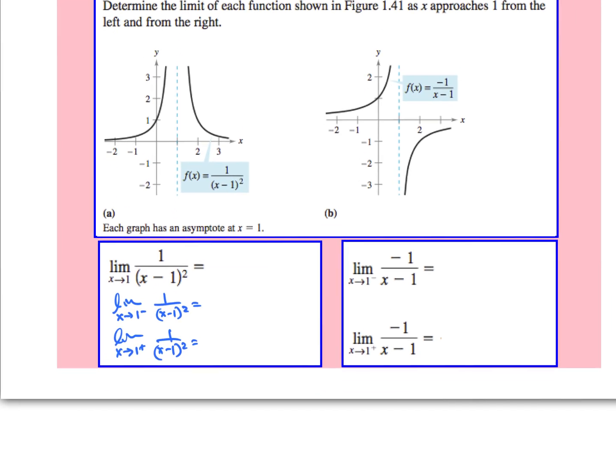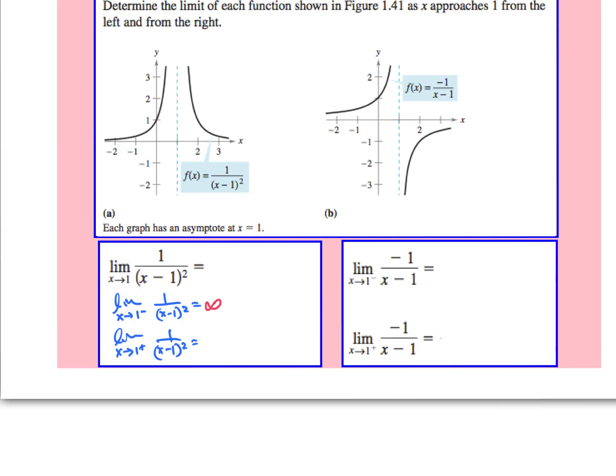So if we substitute a little smaller than 1, what does x minus 1 become? A really small negative. And then what happens to it when I square it? It's positive. So now it's a really small positive. So I have a positive over a really small positive, which makes it positive infinity.